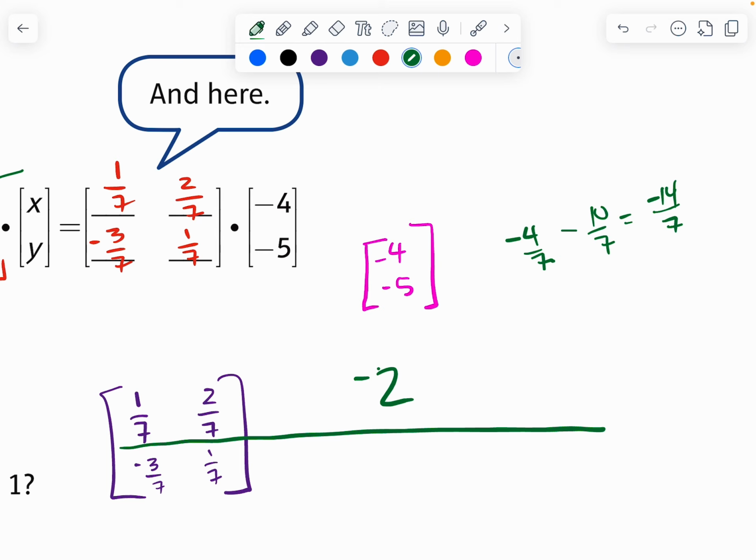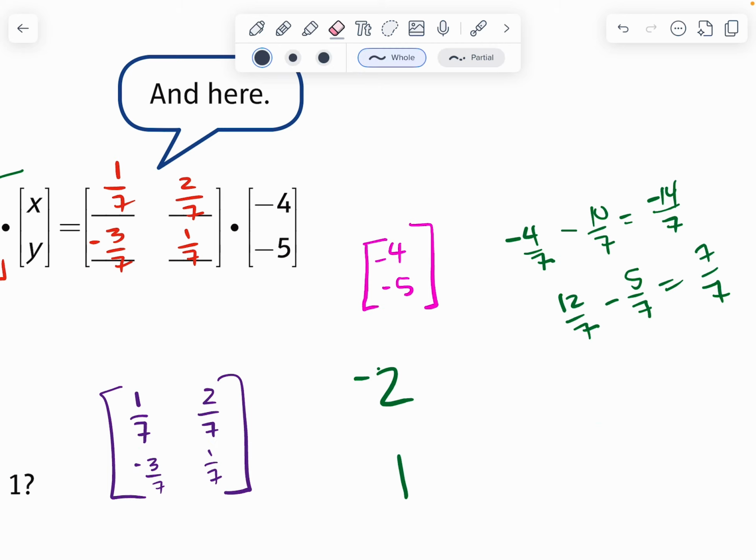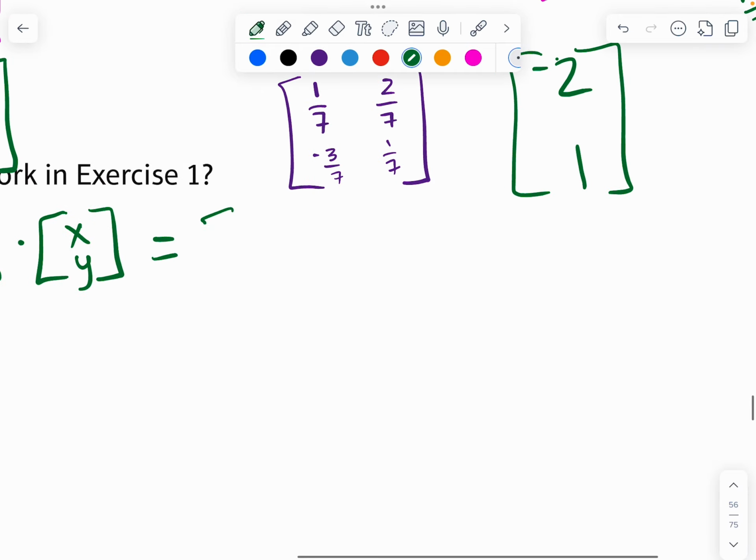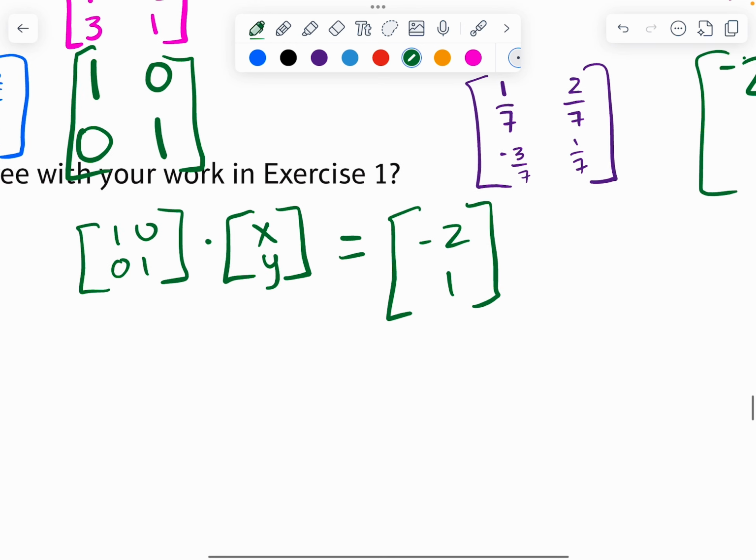And then I'm going to take negative 3/7 and multiply it by 4 and get 12/7. And then minus 5/7. And that'll get me 7 over 7, which is, oops, not 7, but 1. Okay, so let's undo that. So that got me this. So I'm going to bring this down here. Negative 2 over 1. And remember, when you multiply the identity, you're just going to get this.